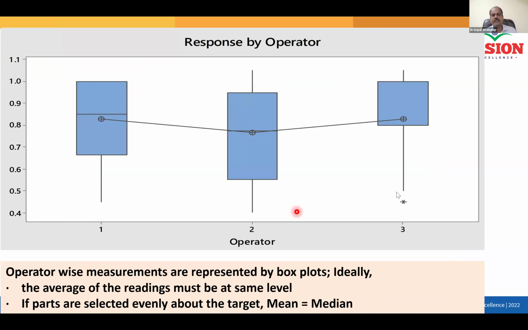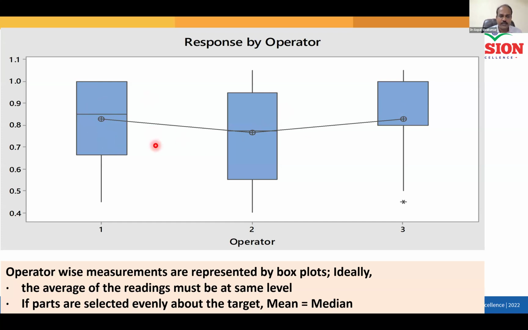This graph is known as a box plot. How many box plots do you see here? 1, 2, and 3. Now box plot 1 represents the data produced by operator 1. This refers to the data produced by operator 2. This refers to the data produced by operator 3. Operator 1 measured all 10 parts 3 times, totally 30 readings. 30 readings are used to generate this box plot, another 30 for the second box plot, another 30 for the third box plot.